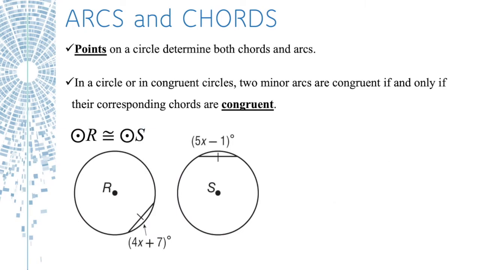Now let's look at this one. It says in a circle or in congruent circles, two minor arcs are congruent if and only if their corresponding chords are congruent. So we have that circle R is congruent to circle S, which means that if these two chords are congruent, then so are the arcs. So 4x plus 7 equals 5x minus 1, and solve for x.